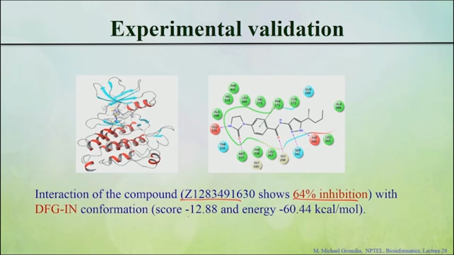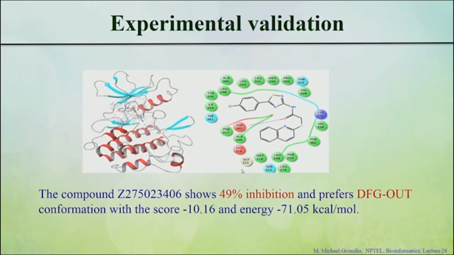You can get the Glide score of minus 12.88, and the energy of minus 6.44 kilocalorie per mole, right. So, this is from the DFG in conformation. Likewise, you can get another data. Here this is showing 49% inhibition, and it is the DFG out conformation, right. So, here the score is minus 10.16 and the energy is minus 71.05 kilocalorie per mole.